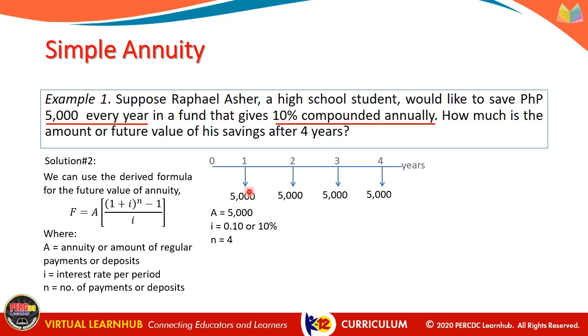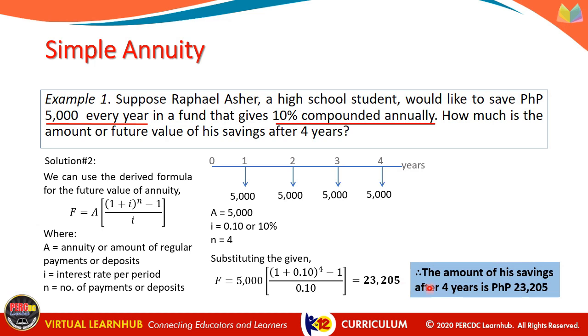Okay? We have here 5,000 pesos deposits. N is equal to 4. Okay? Just substitute the given to this formula. We will have 5,000 pesos times quantity 1 plus 0.10 raised to 4 minus 1 over 0.10. Using your calculators, we should get the same answer, 23,205. Okay? The amount of his savings after 4 years is 23,205.